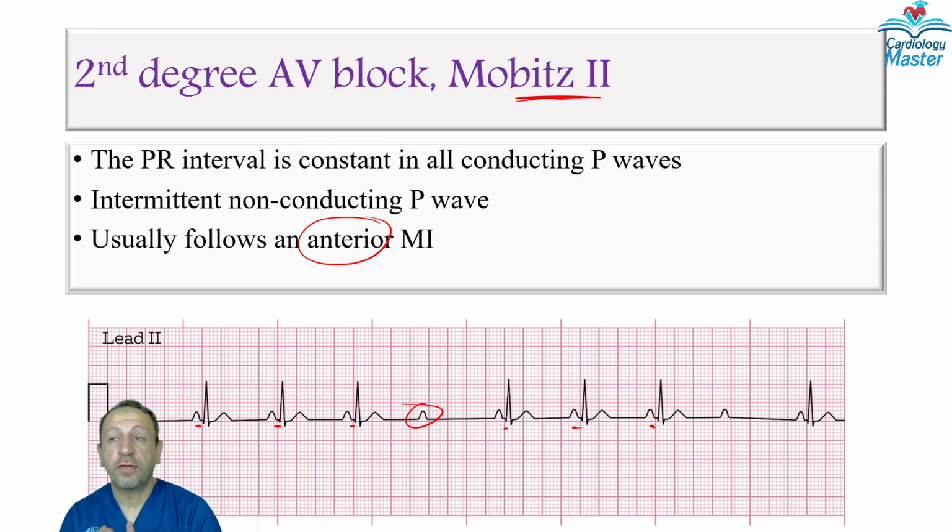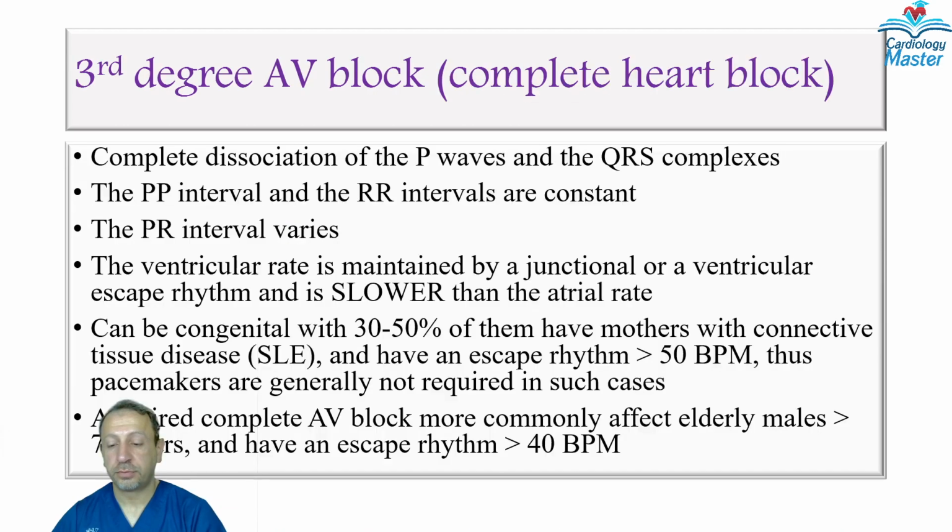So the PR interval is constant throughout the ECG, but there are intermittent non-conducting P waves that occur on the ECG. You should think of Mobitz 2 if you see this ECG in a patient who has a history of anterior myocardial infarction. What about third degree AV block?